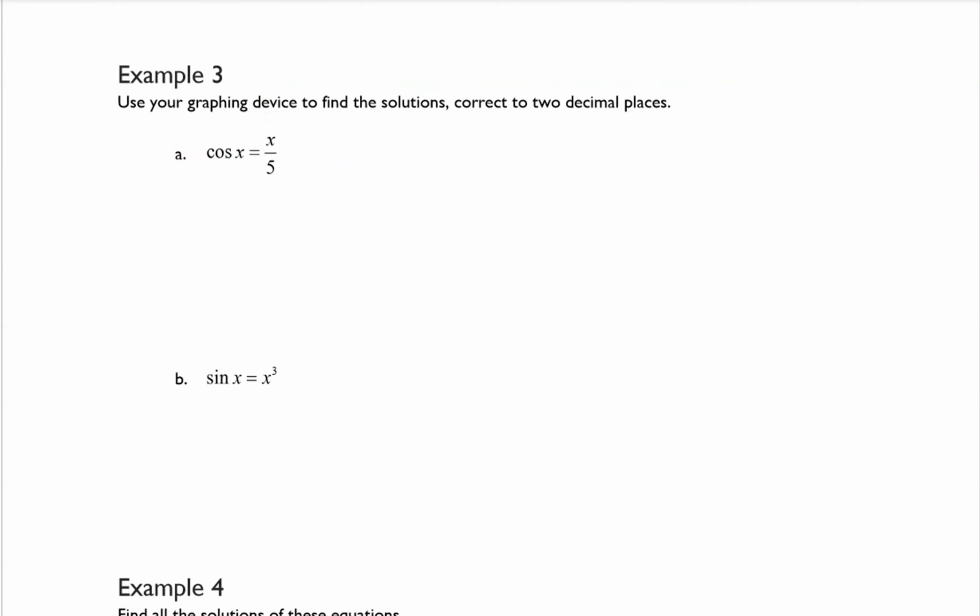Example 3 says use your graphing device to find the solutions correct to 2 decimal places. So these two examples in part A and part B are a little bit different than the previous ones because there is a variable on both sides of the equation and it's not so simple. We can't use techniques like we did in the previous ones to figure out what this is. So for these two particular examples, we're going to need to use a graphing utility, but hopefully we know the general gist of both of these functions.